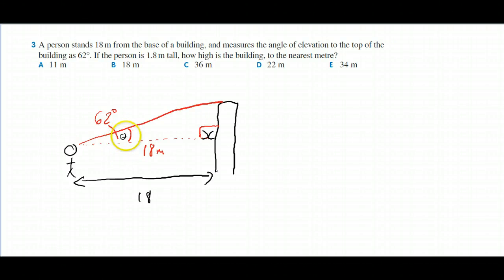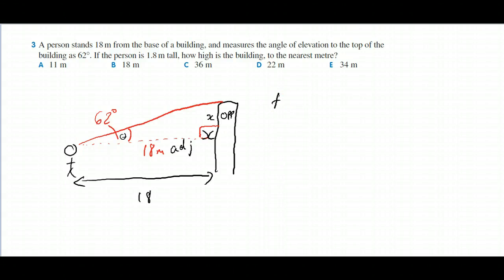If this is the angle theta, and this is the adjacent side to that, and we're trying to work out the height of the building, which would be x, then that would make this side over here the opposite side. So we've got the adjacent, and we've got the opposite, and we've got theta.